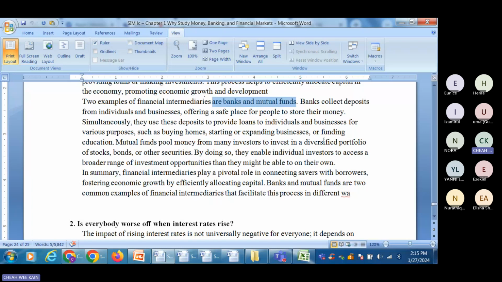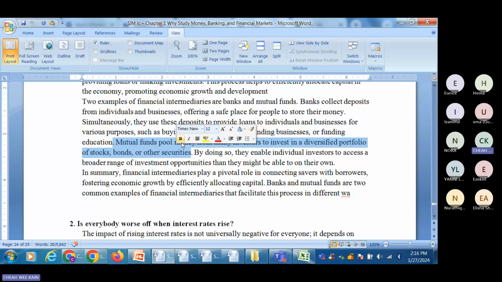You all know what's a bank? Okay. Mutual funds, you all know? They pool money from many investors to invest in a diversified portfolio of stocks or bonds. For example, you've got Public Bank and you've got Public Mutual. Hong Leong Bank, you've got Hong Leong Mutual. So Hong Leong Mutual or Public Mutual collect all the money from you people, go and buy shares, and give you a certificate saying that you are entitled to how much of those shares that they buy.